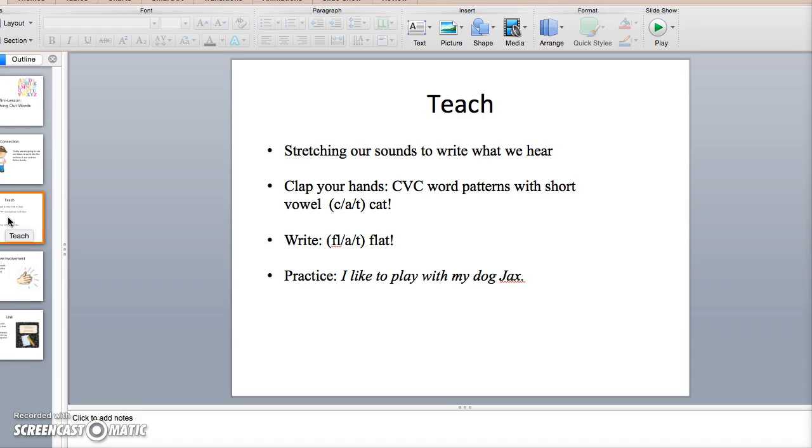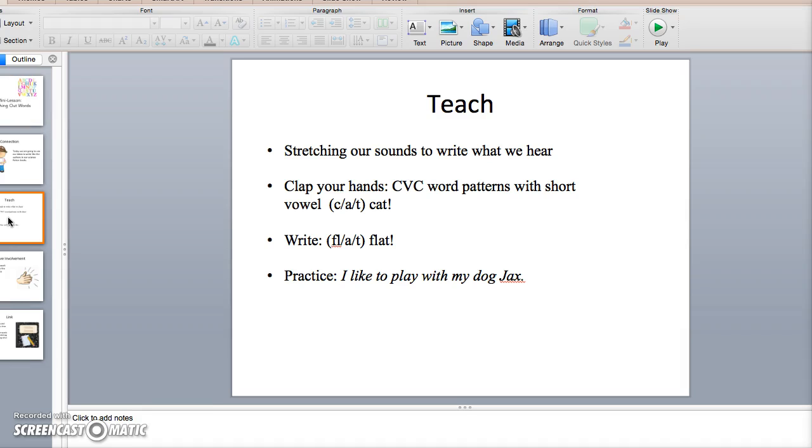So today we're going to learn a strategy on how to stretch our sounds and write what we hear. So first we're going to practice clapping our hands to sound out different sounds and words. So our first word that we're going to sound out is the word cat. Cat is a CVC word pattern, so that means that it has a consonant, a vowel, and then a consonant. So for cat, C is our consonant, A is the vowel, and T is the other consonant.